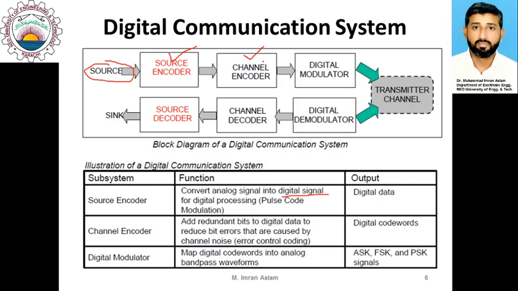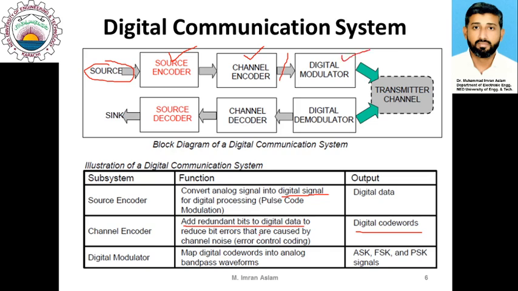The channel encoder actually adds some redundant bits with a certain rule, so that those redundant bits are used to check whether there is an error during transmission or not, and using those redundant bits, in some cases we are able to correct those errors. The output of the channel encoder would be a digital code word, which makes a block of bits to represent a channel code word. Then we use a digital modulator.